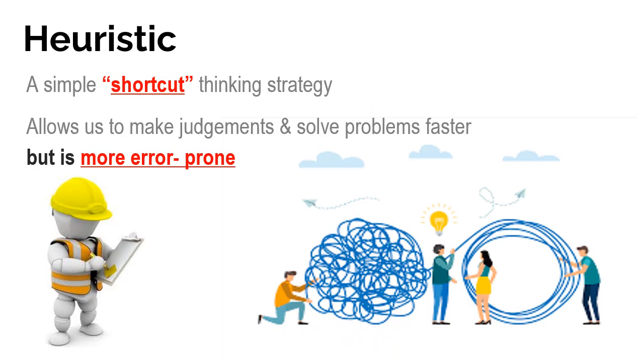A heuristic is a shortcut. It is a simple thinking strategy. It allows us to make very quick judgments. It allows us to solve many problems much faster. But we are much more error prone. We make a lot more mistakes when we jump to conclusions with a heuristic. We kind of jump to what we think is the right answer, and we're sometimes not right.